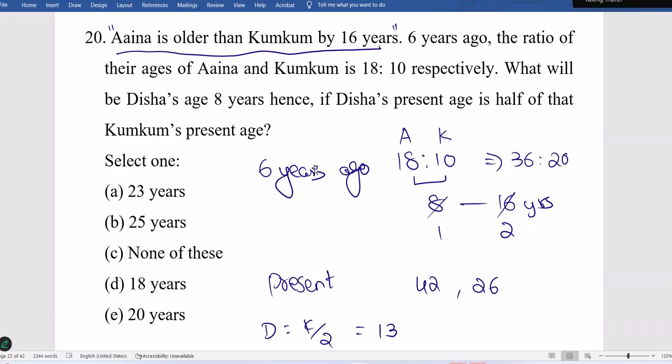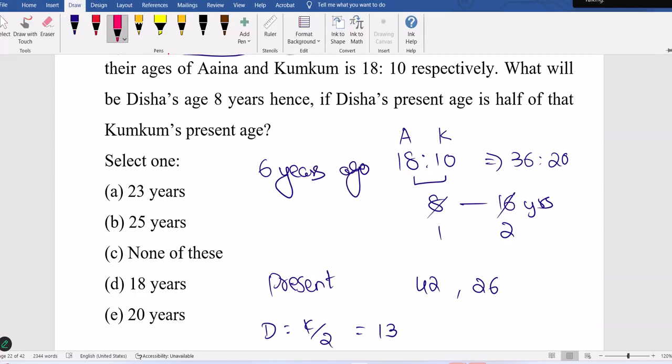6 years ago the ratio is 18 and 10. The difference is 8. Originally 16, which means 1 represents 2 here. So 18 means 36, 10 means 20. Double is what we can expect. So 6 years ago 36 means now 42. 6 years ago 20 means now 26. That's regarding Kumkum and Aina.